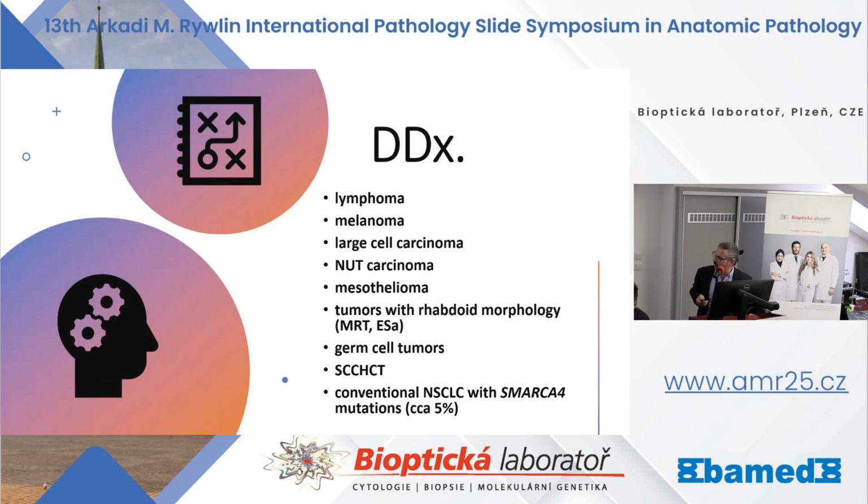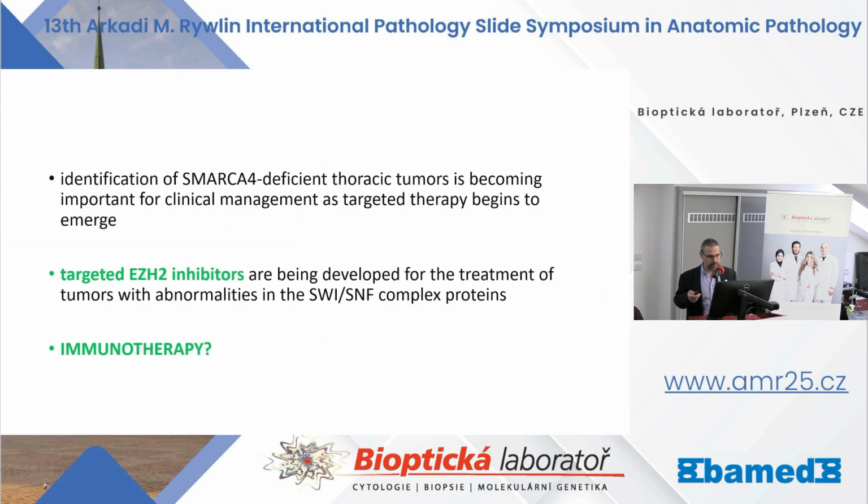So what's the differential diagnosis? Many things, including lymphoma, melanoma, large cell carcinoma, NUT carcinoma, mesothelioma, of course rhabdoid tumors, germ cell tumors. In a female patient, especially when it's metastatic to the abdominal cavity, it is indistinguishable from small cell carcinoma, hypercalcemic type of the ovary, large cell variant. Okay? And it is important to bear in mind that up to 5% of conventional non-small cell carcinomas will show loss of SMARCA4 staining.